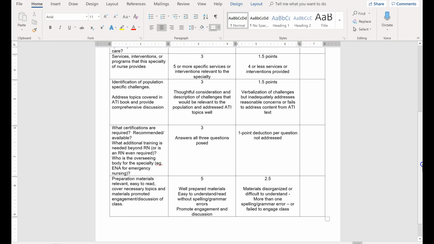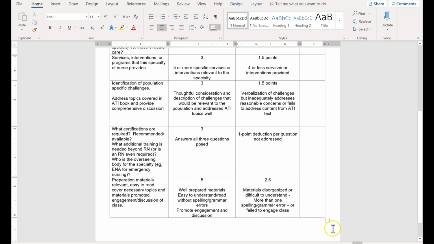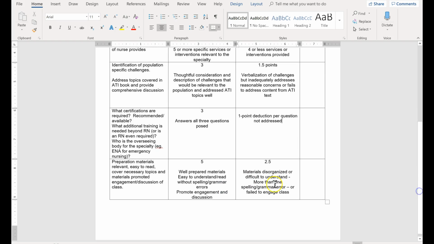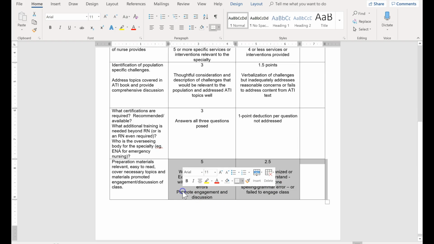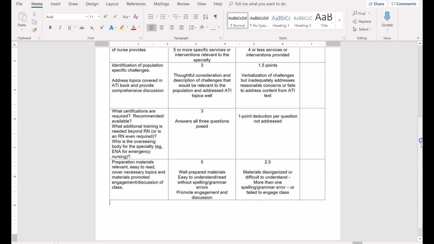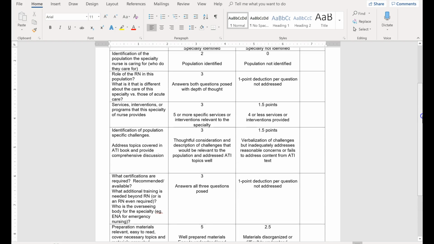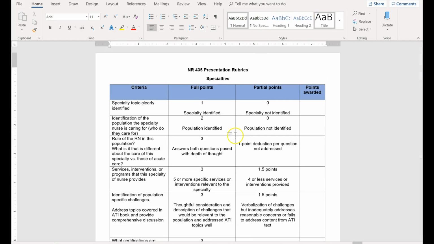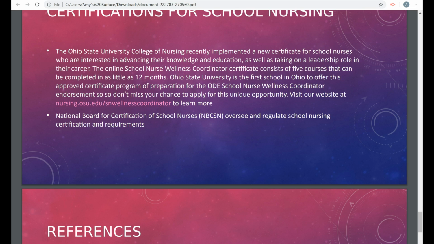Okay, so looks good. Yes, your materials look good. They're easy to read, all except for that one slide with the satellite dish on it. That was kind of difficult to read. Okay, do have some spelling and grammar errors that need to go back. And then try to think about some way that you can promote engagement and discussion based on the class. Maybe there's some sort of activity you can do with them, or something along those lines.